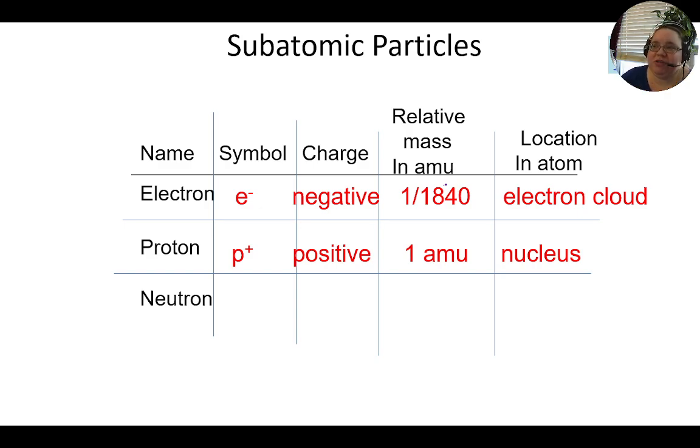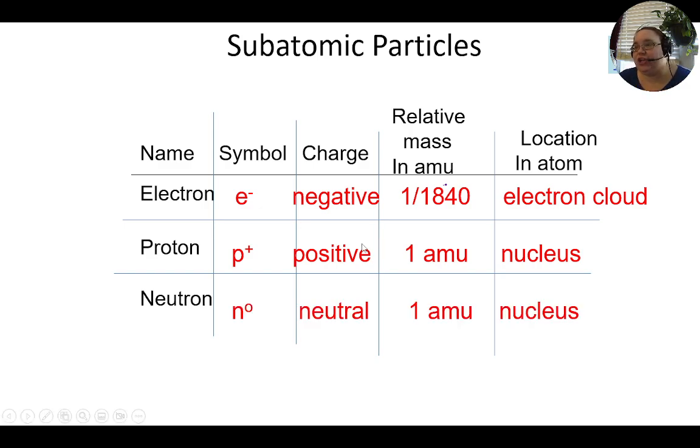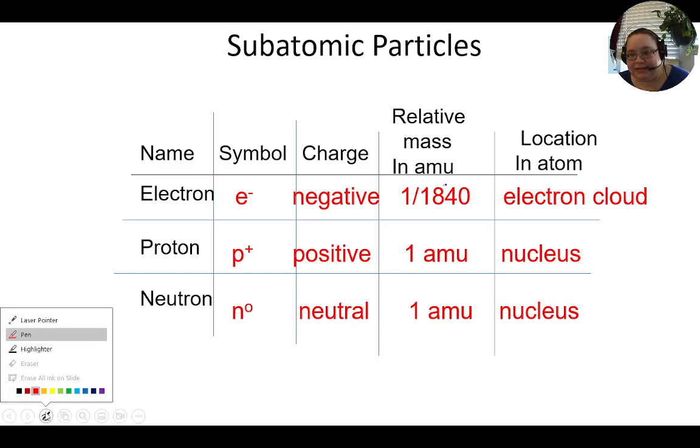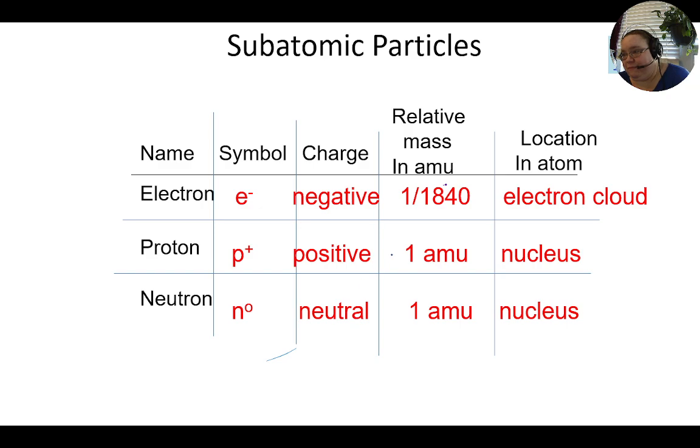Now, your protons live in the nucleus with the neutrons. Neutrons, their symbol is an N with a little zero indicating that they have a neutral charge. Neutrons and protons have the same mass. They have essentially identical masses, so they are equal in mass, but only the proton has a charge. They both live in the nucleus, and then our electrons who live in the cloud have that negative charge.